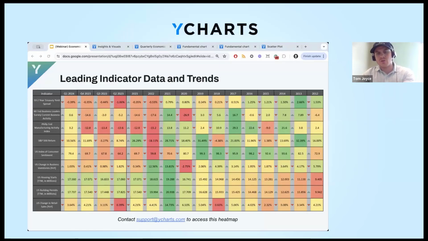Now, switching the page here, looking at some more leading indicators in data table format. So we can see there's about 9 metrics here on the left-hand side, ranging everything from the 10-2 spread to the S&P 500 performance to consumer sentiment, building permits, etc.